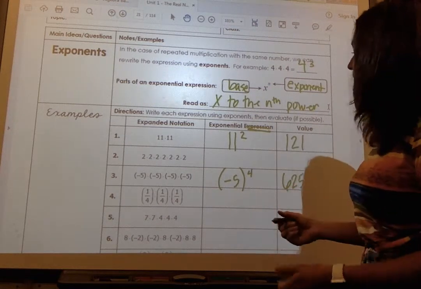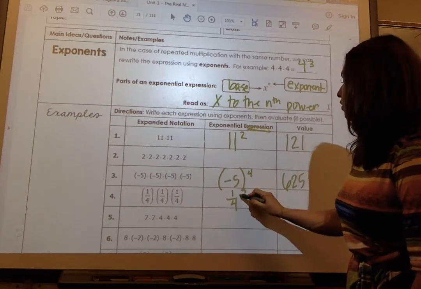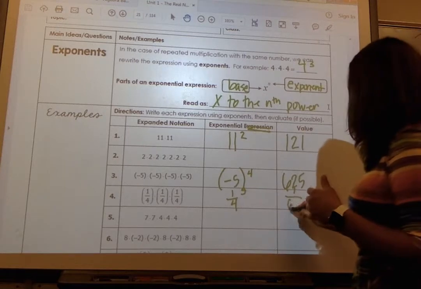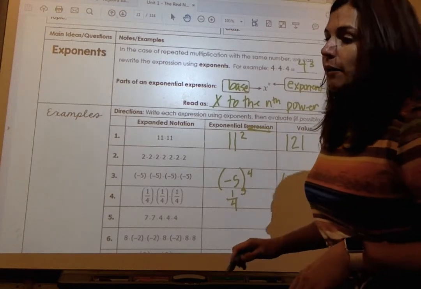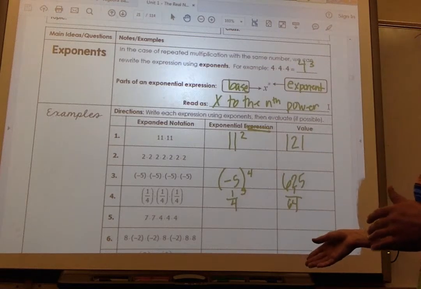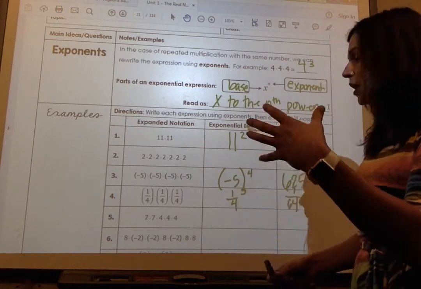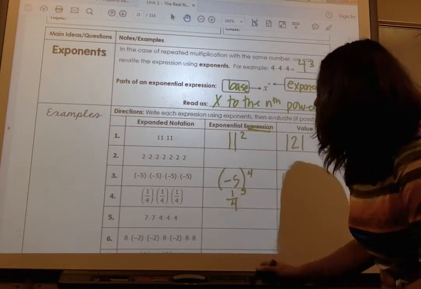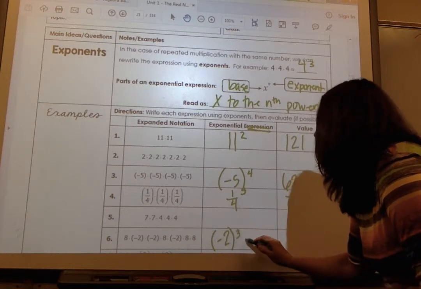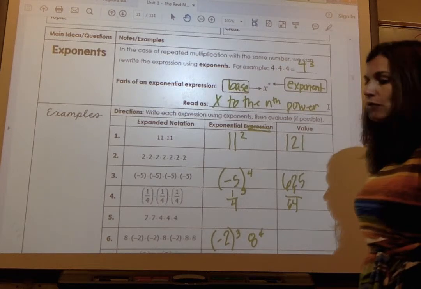Here on number 4, the exponential expression would be 1/4 raised to the 3rd power. So we have 1 over 64. All right, actually, let's take a look at number 6 while we're here. We have 2 different integers going on. I'm going to include those negative integers inside the parentheses, so I get negative 2 cubed times 8 to the 4th power. Okay, so that's what that looks like.